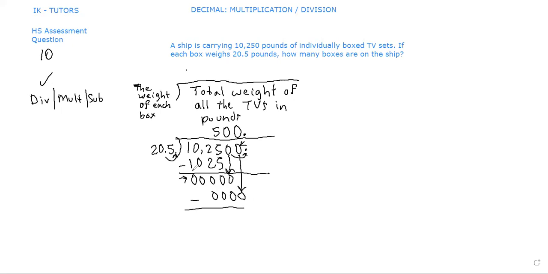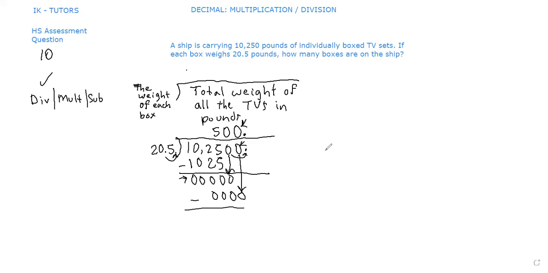And we checked again. Does 205 go into 0? The answer is no. So we put this 0 here. Then we said 0 times 205 gives us 0. There's nothing left to bring down, so our answer is 500.